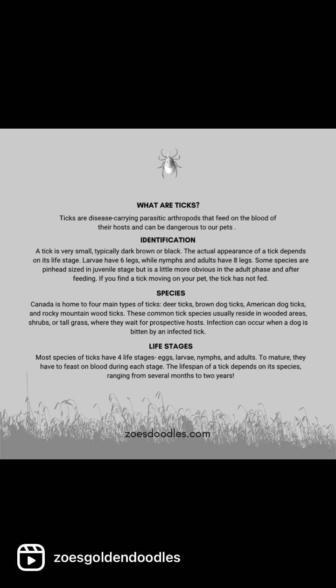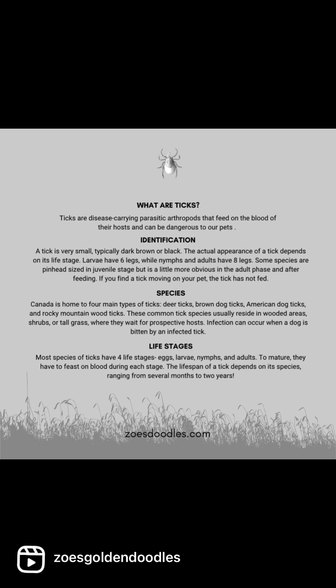Identification. A tick is very small, typically dark brown or black. The actual appearance of a tick depends on its life stage. Larvae have 6 legs, while nymphs and adults have 8 legs. Some species are pin-headed size in juvenile stage, but it is a little more obvious in the adult phase after feeding. If you find a tick moving on your pet, the tick has not fed.